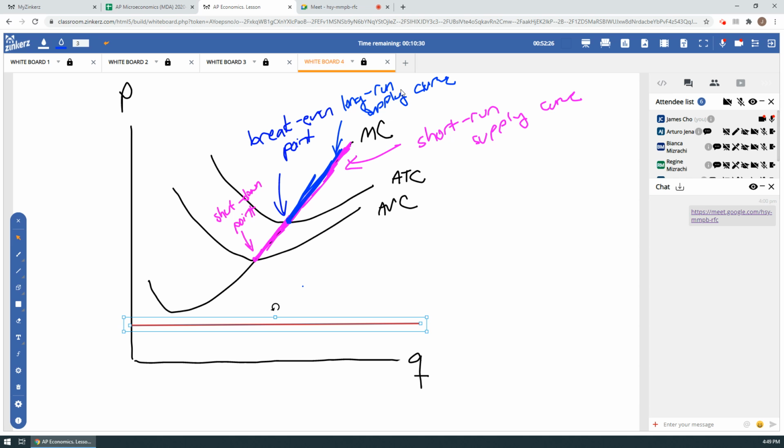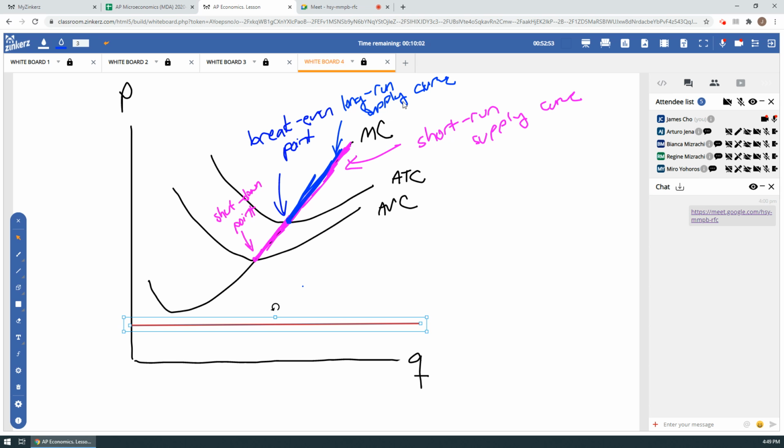So that pink line represents the shutdown point and everything above on the MC. That's the short-run supply curve. The blue line represents the break-even point and everything above on your marginal cost. That's the long-run supply curve. I have a question. Mm-hmm. The points will always be where it intersects. Uh-huh. Okay. Yeah, it's because I confused it with another point, but okay.